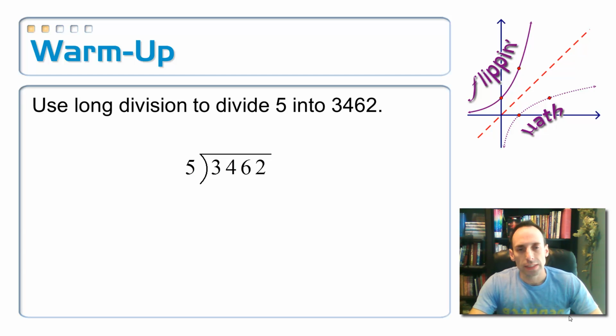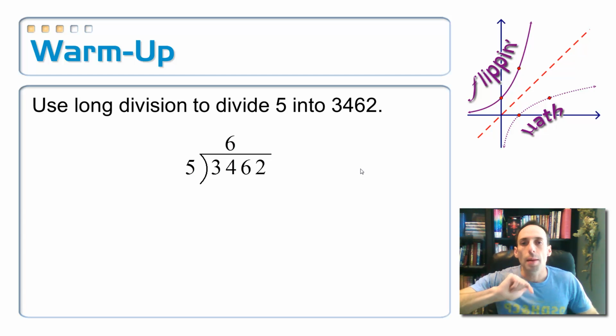I want you to try to stress your memory to try to do it, because it'll make the polynomial long division much simpler. Okay, so whenever I go to do this long division, I ask myself, how many times does 5 go into 3? Well, it doesn't. So then I ask myself, how many times does 5 go into 34? Well, 34 is almost 35, so it would be 6 times, right? So 6. Now what do I do with that 6? I multiply that 6 times the 5, and I get 30. And I put it right underneath the 34, and then I subtract those.